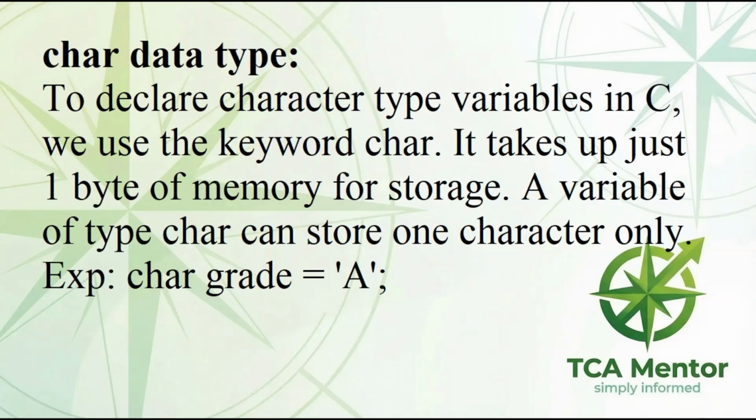Char data type. To declare character type variables in C, we use the keyword char. It takes up just 1 byte of memory for storage. A variable of type char can store 1 character only. Example: char grade = 'a'.